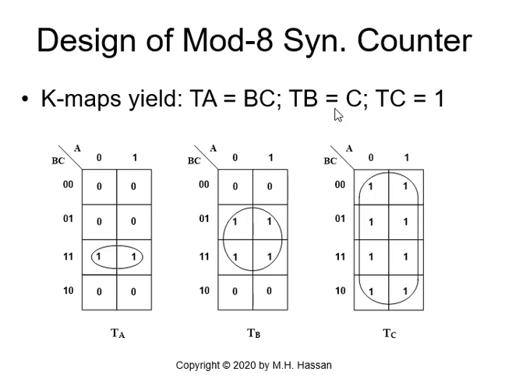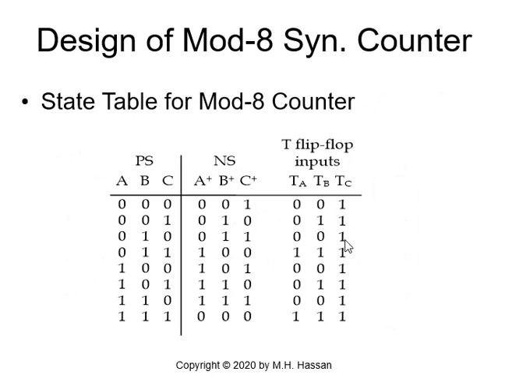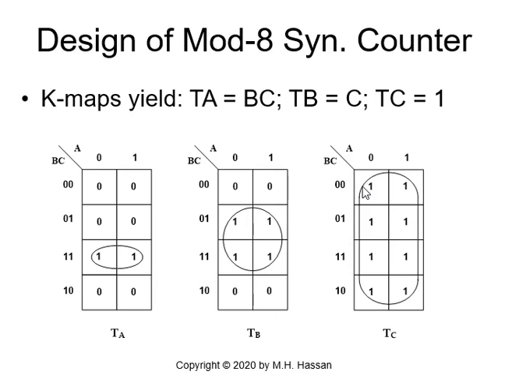However, for TC, we have all ones. As you can see from the table, we ended up with all ones. So the map will be filled, all the minterms equal to 1, and this is a group of 8. Everything will be cancelled out, so TC will be 1.